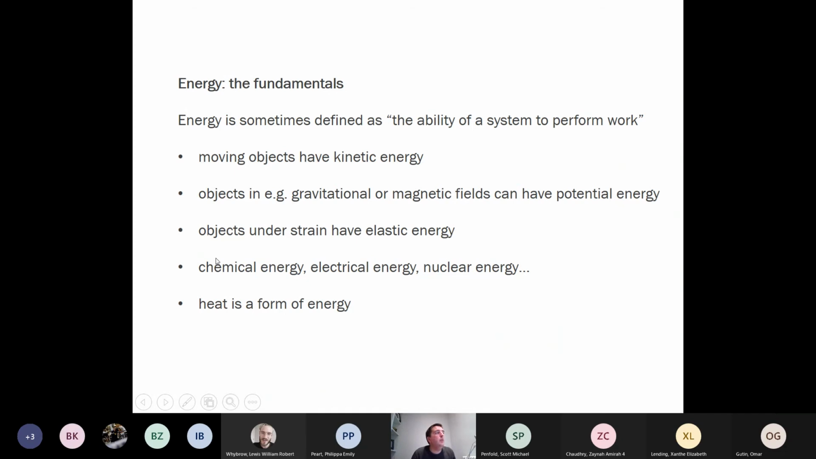And then, you know, we can keep on going. Chemical energy, electrical energy, nuclear energy. So the E in E equals mc squared, Einstein's equation, is energy stored in matter. And then heat is a form of energy. And one of the things that we'll keep thinking about is that when you lose energy, you tend to lose it as heat.